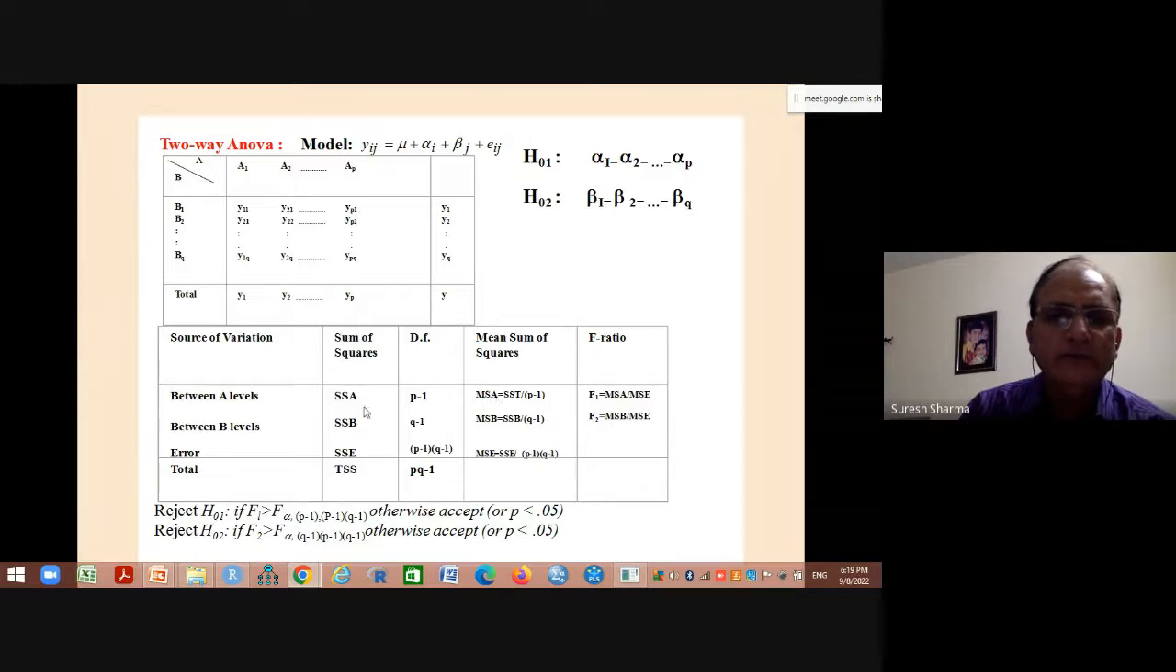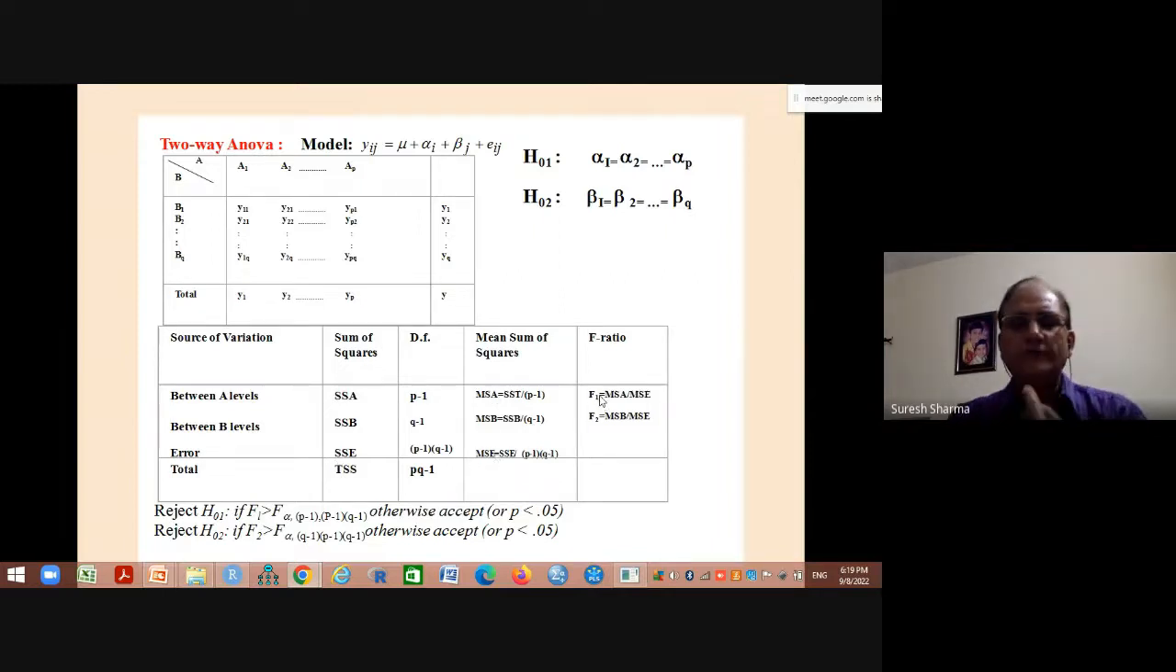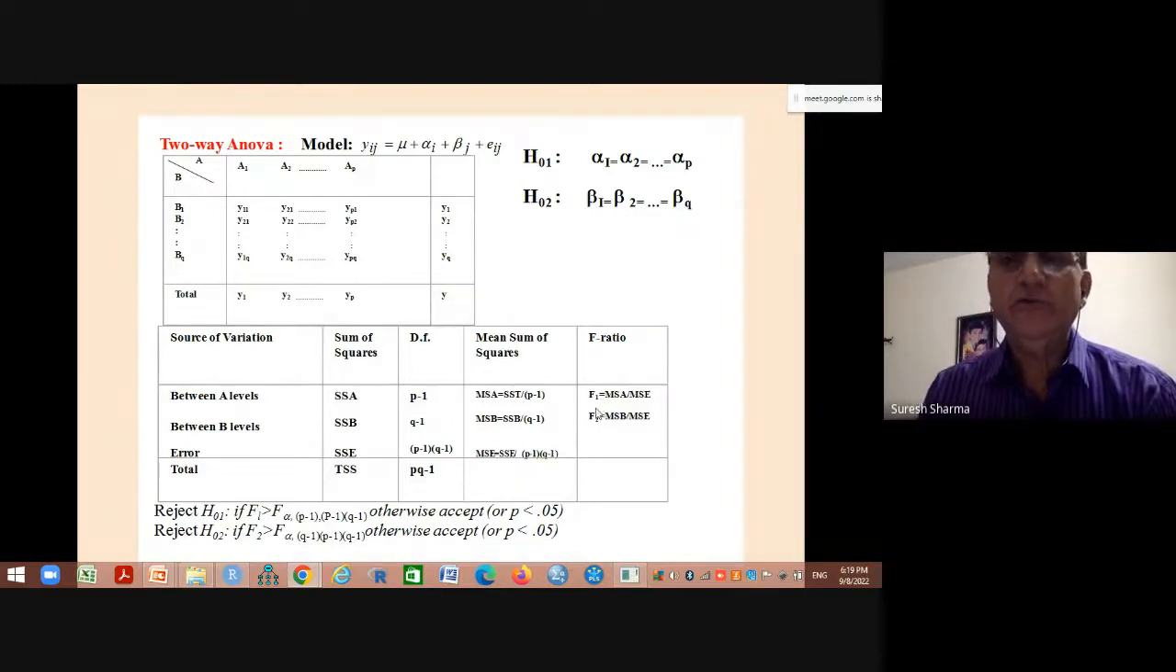MSA, that means mean sum of squares. This is divided by the degree of freedom, this divided by the degree of freedom, this divided by the degree of freedom. And then you will get 2 F values, F1 and F2. F1 will test the first hypothesis. That means MSA divided by, we always divide by the error, MSC. That will give you the testing of the first hypothesis. Then the second will be MSB divided by MSC. That will test the second hypothesis. So you will get 2 null hypotheses, 2 F values. That's why it is called two-way ANOVA, F1 and F2.